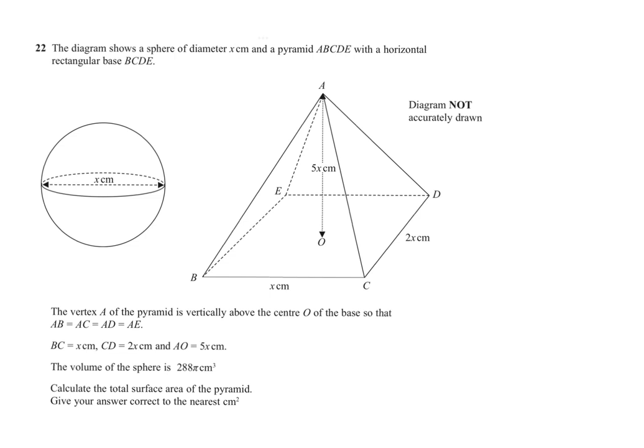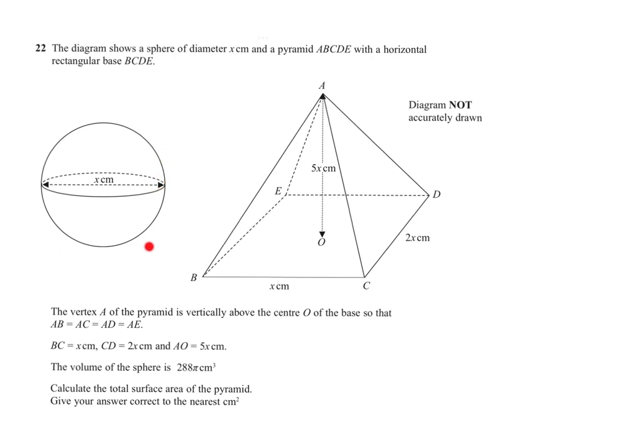So looking at the question, we have our sphere here which has a diameter of x, and we're given the total volume for the sphere in terms of pi, 288 pi centimeters cubed. We have a square-based pyramid here, and you are asked to find the total surface area of the pyramid. So with a question like this, there's two shapes. The final part is to do with this object here, so we begin with the one on the left.